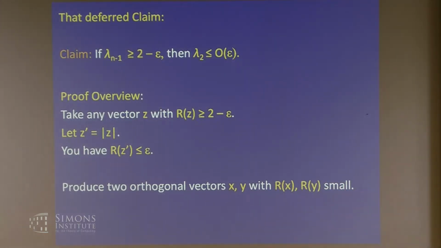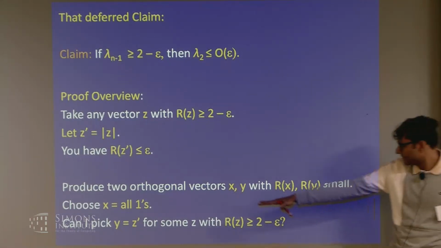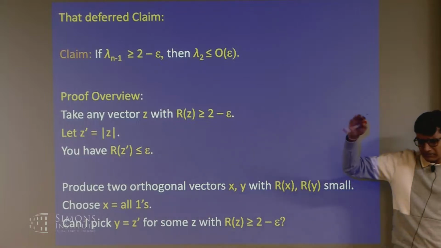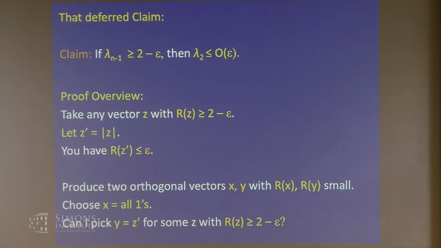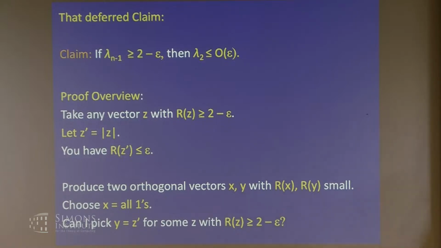Make sense? All right, so the choice for x is kind of obvious. There is this vector that's standing out, saying, pick me: the all ones vector, normalized to have unit length, which is 1 over root n in every single coordinate. For the vector y, I'm wondering if I could pick y to be this vector z prime, where z is some vector with large Rayleigh quotient. Can I pick y to be z prime? Unfortunately, no, because z prime is positive in every single coordinate, and it could be highly correlated with the all ones vector. That does not look like the right choice, but it's almost the right choice. It suggests what the right choice should be.